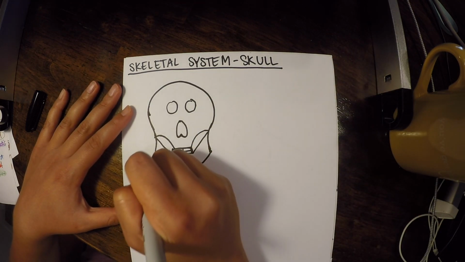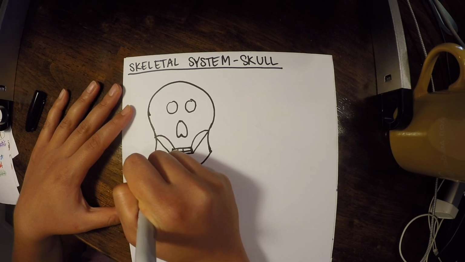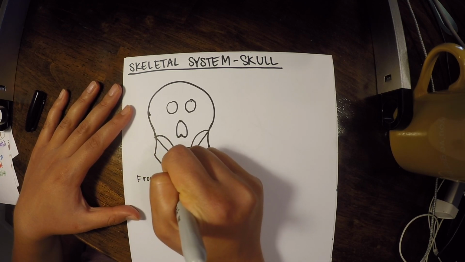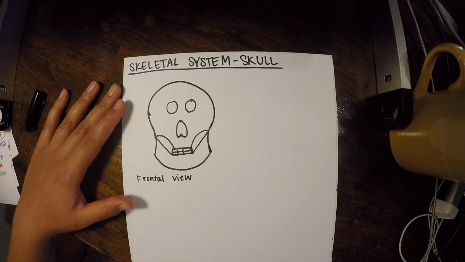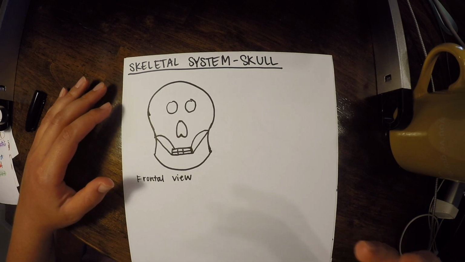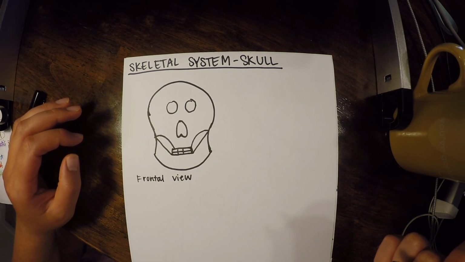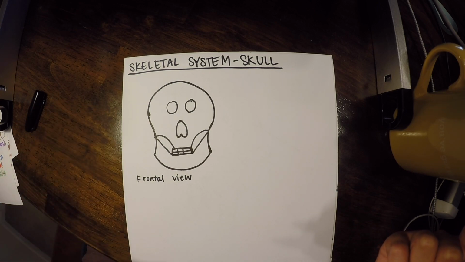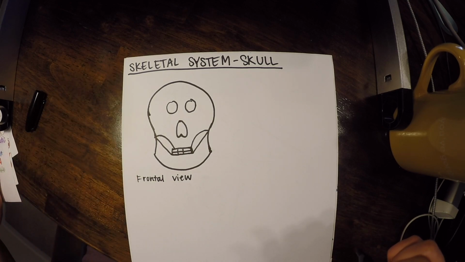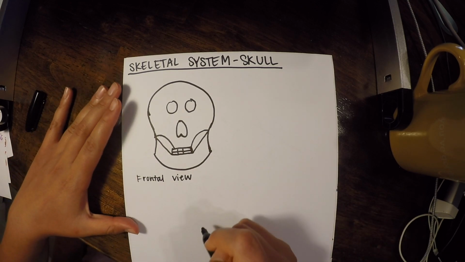Alright, so that is the frontal view of the skull. And essentially this is where we talk about views in terms of where we're standing when we're looking at someone. So we're also going to draw a lateral view of the skull down below.